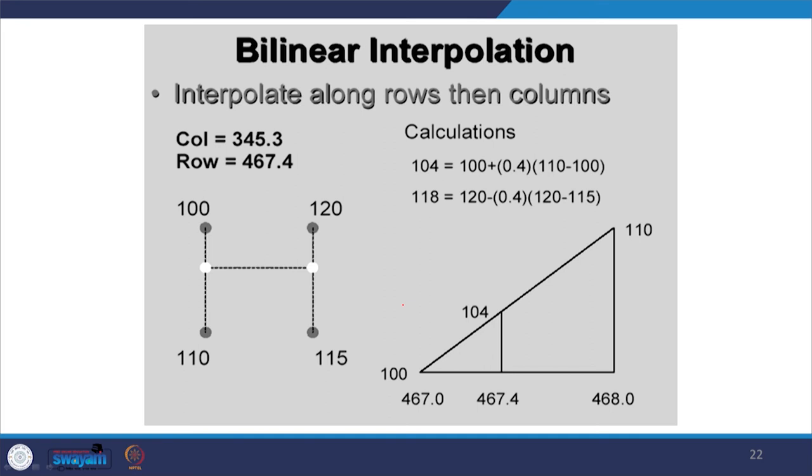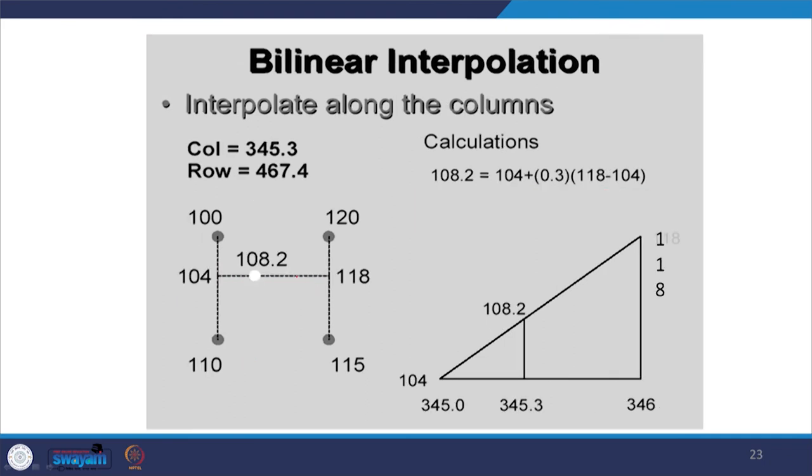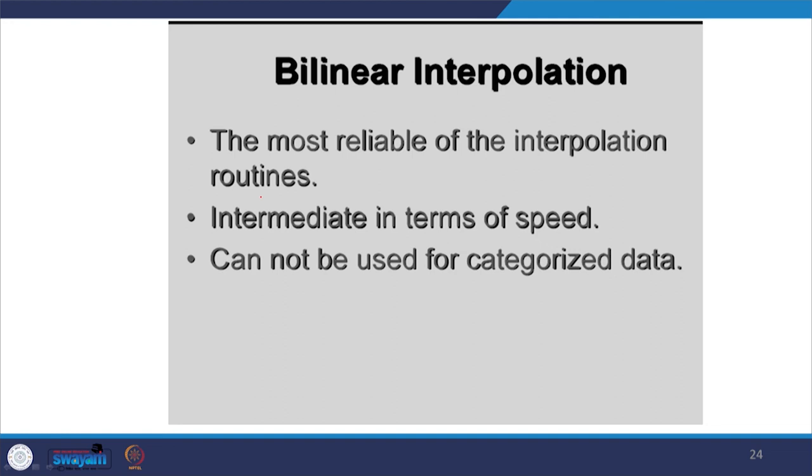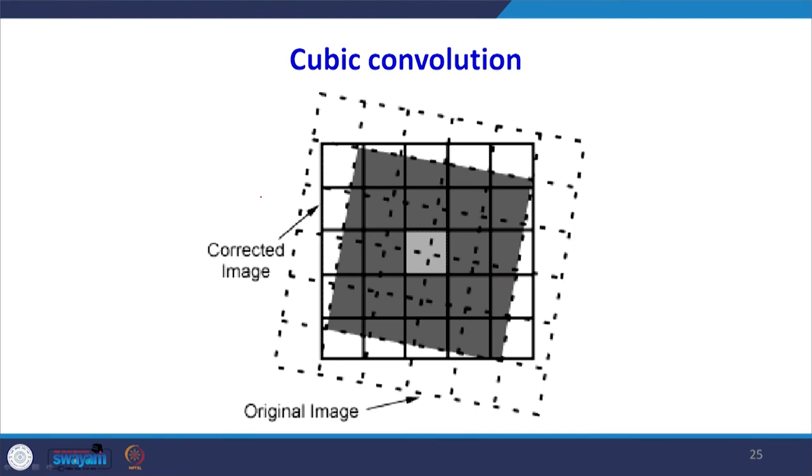So it will calculate the value from these four pixels, first with horizontal interpolation. What is the new value here and what is the new value here? It will calculate with the help of the weighted distance method. Once it knows the values at these two locations, it will take the weighted distance of those, and 108.2, 118 and 104 are the new values obtained. The linear interpolation gives the value 108.2 at the new point. The same way we do the vertical interpolation. This bilinear interpolation is the most reliable of the interpolation routines, and in terms of speed it is intermediate between the three, but it cannot be used much for categorical data. The third one is the cubic convolution technique, where we use 16 pixels.